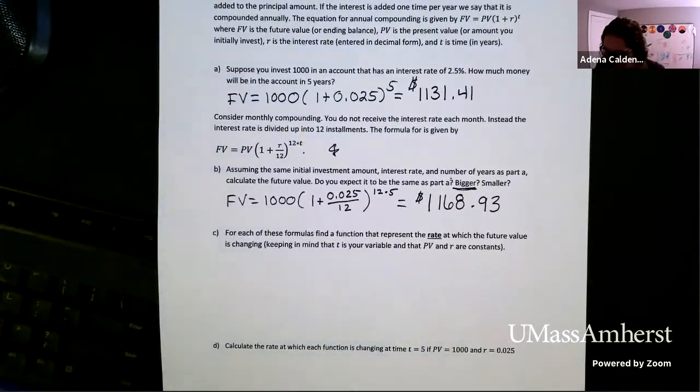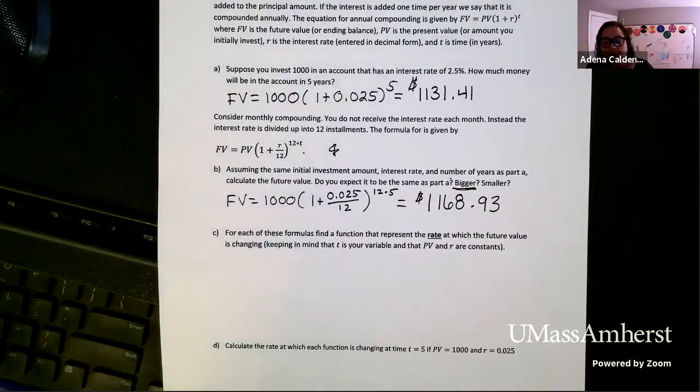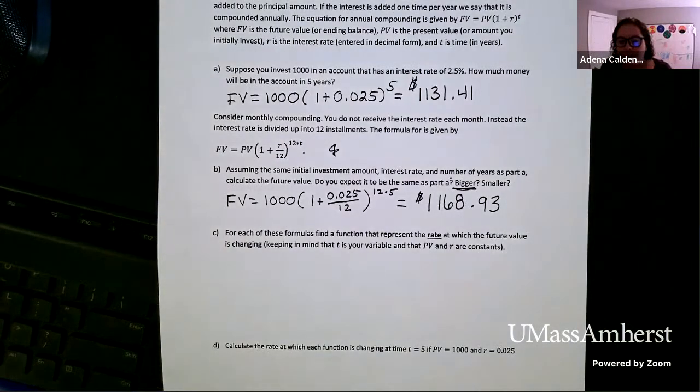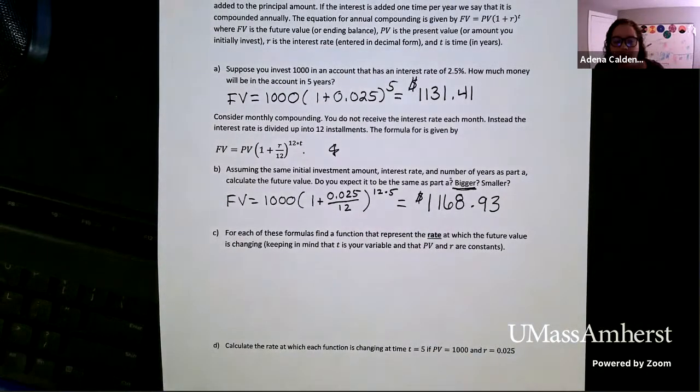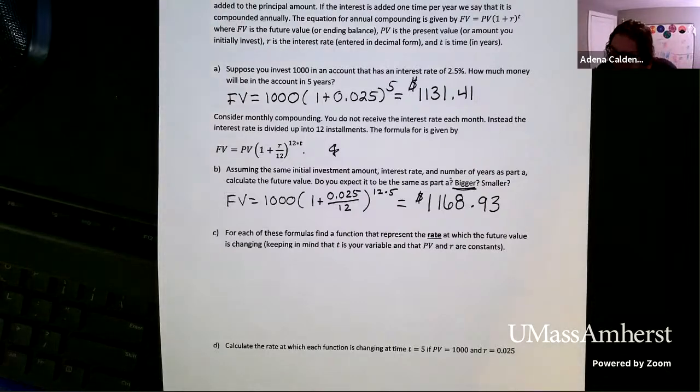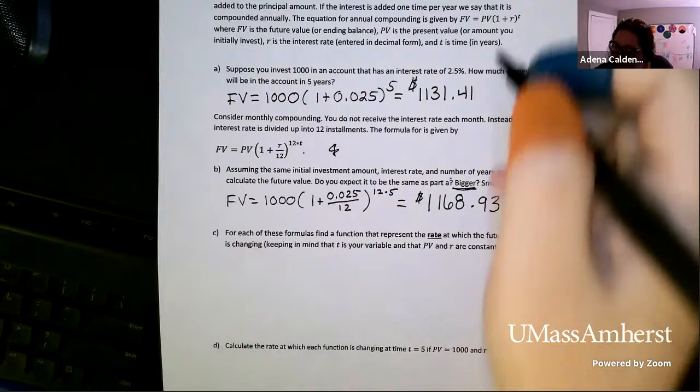So for part C and D, for part C, we want for each of these formulas to find a function that represents the rate at which the future value is changing, keeping in mind that t is your independent variable and that PV and R are constants. So what does that mean? So that means we are looking for the derivative of each of these functions, right?